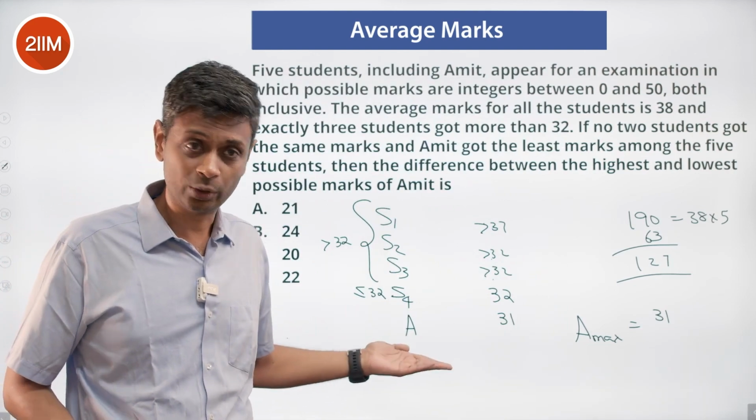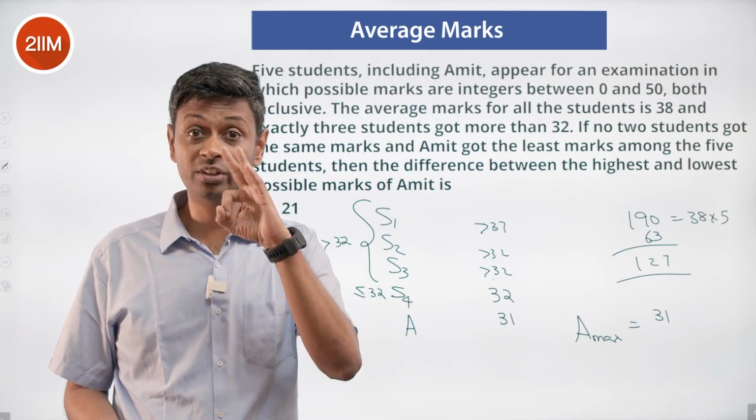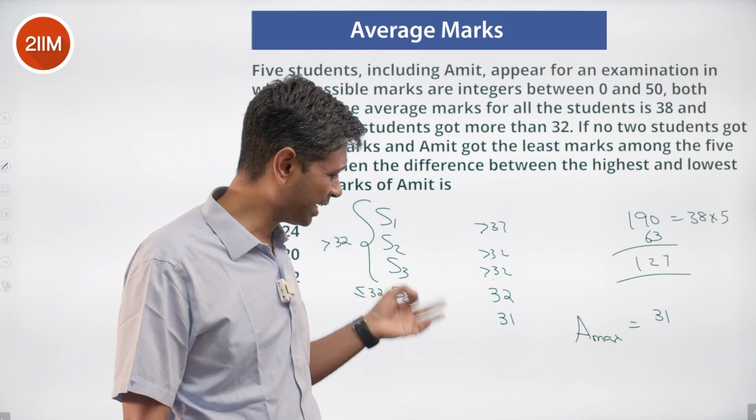It cannot be more than 31. He cannot be 32. This is 32. This has to be 33. It will be more than 32. Only 3 have got more than 32. Amit, yes, maximum can be 31.